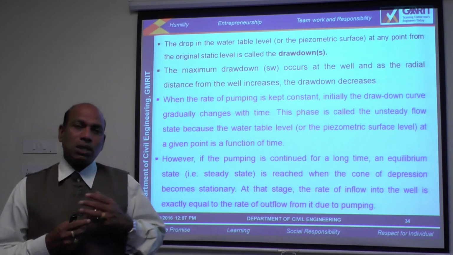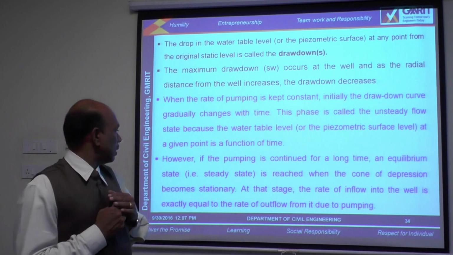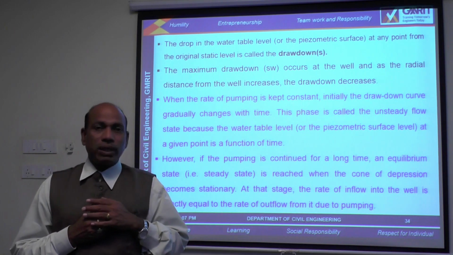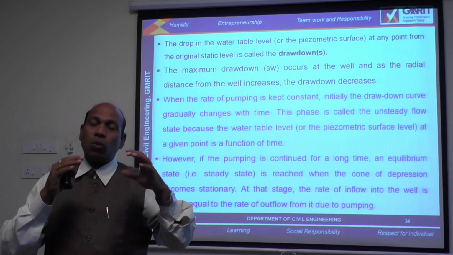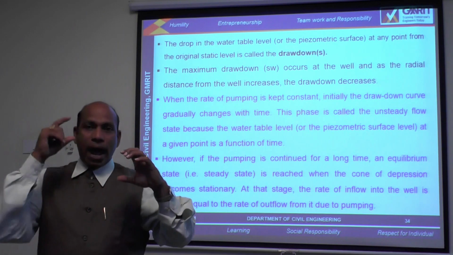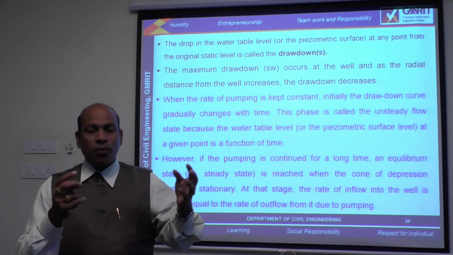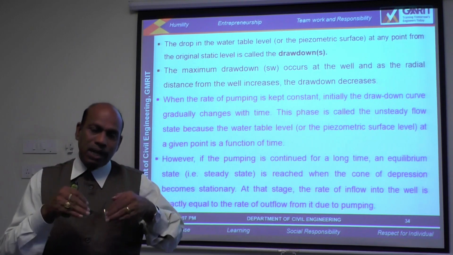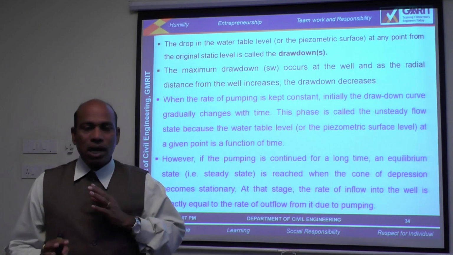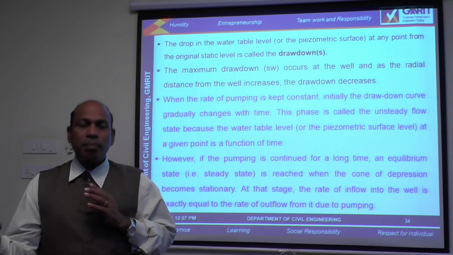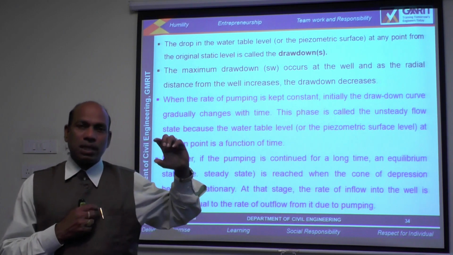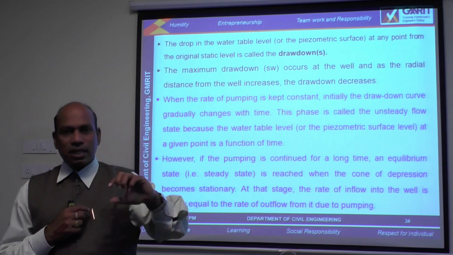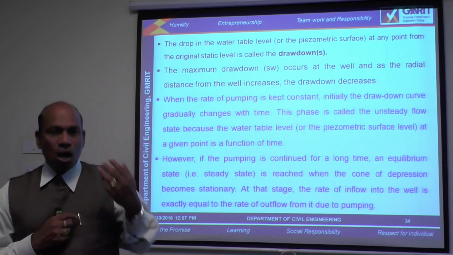However, if the pumping is continued for a long time, the equilibrium stage is reached when the cone of depression is stationary. At this stage, the quantity of water entering the well is equal to the water extracted from the well by pumping. Reaching the equilibrium stage indicates that the inflow is equal to the outflow.